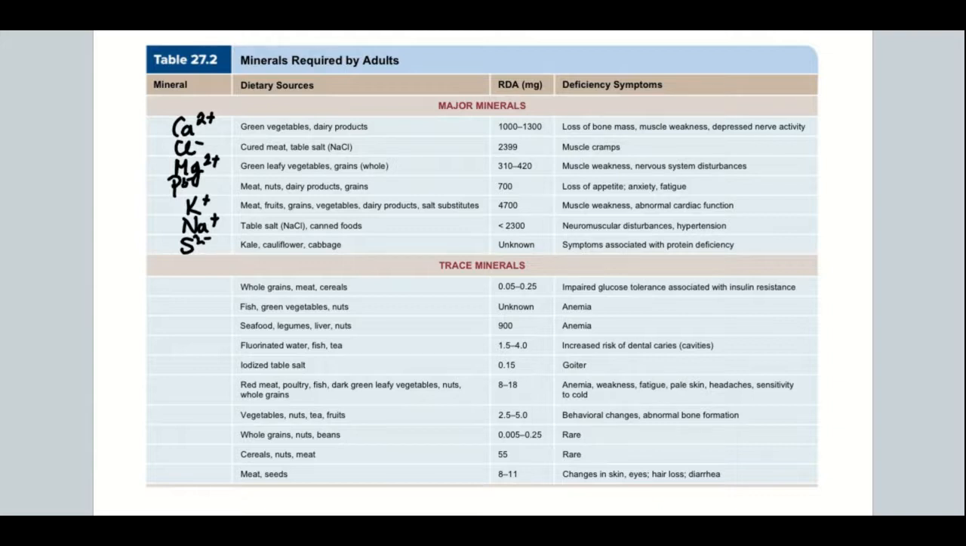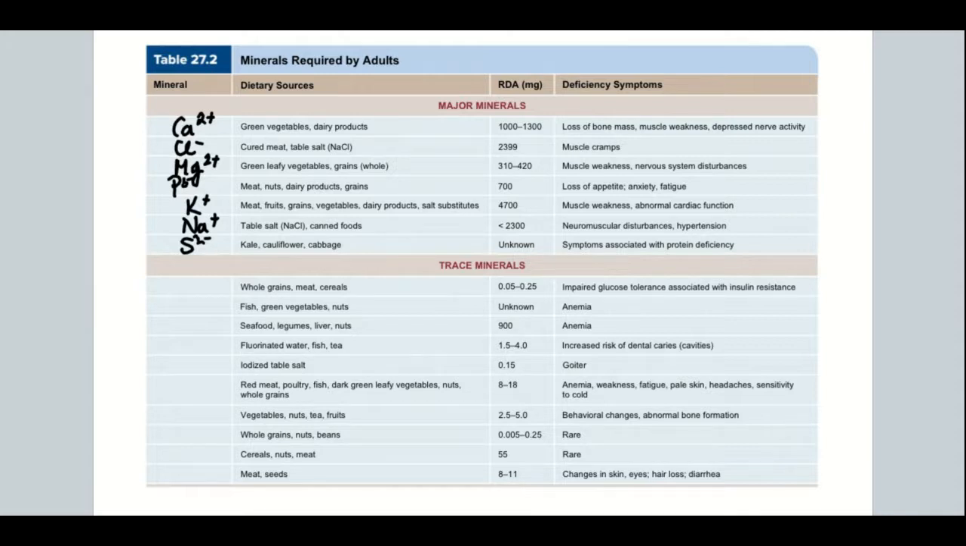We need a bunch of them. I don't know why sulfur says unknown, but they are putting it into a major mineral, but there it is. Anyway, you need 100 milligrams or more of these per day. And then the rest of them are going to be trace.